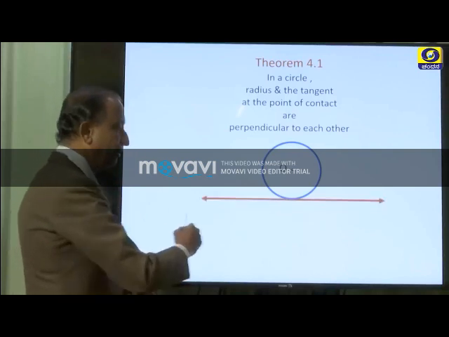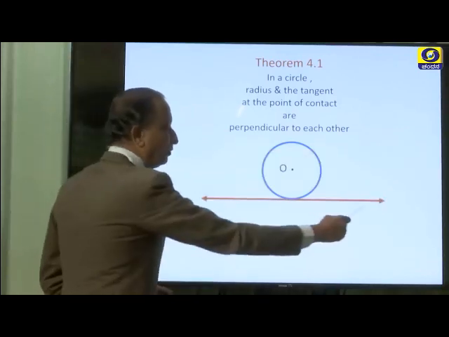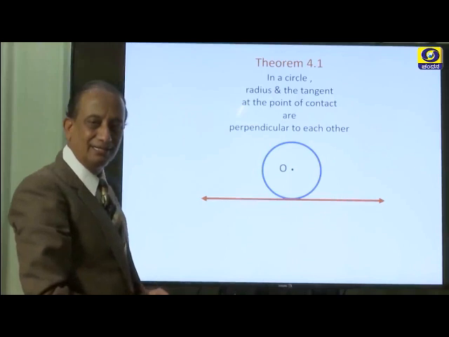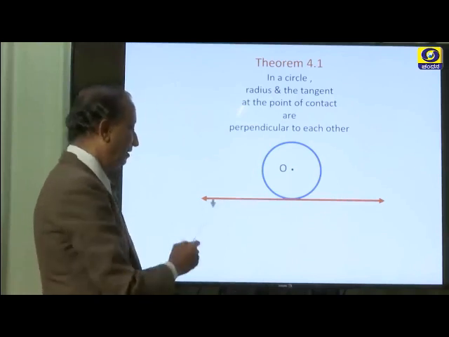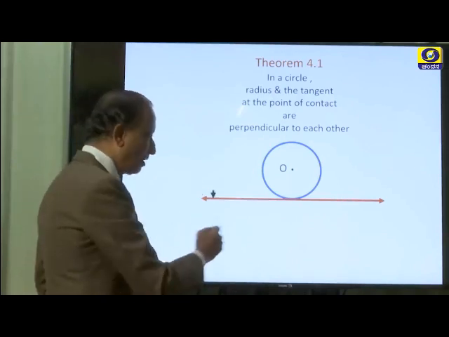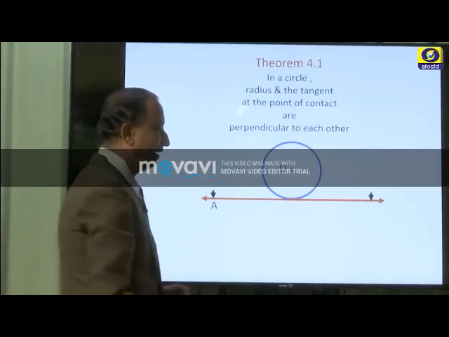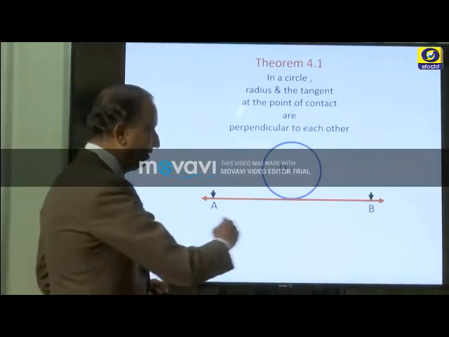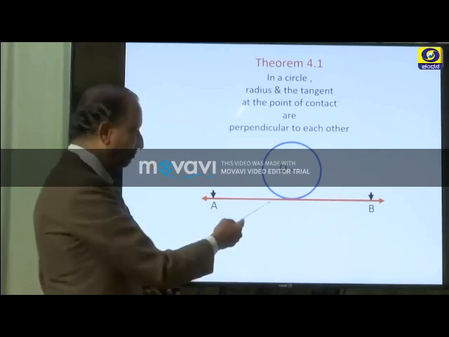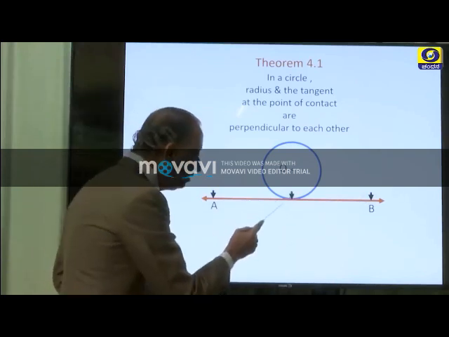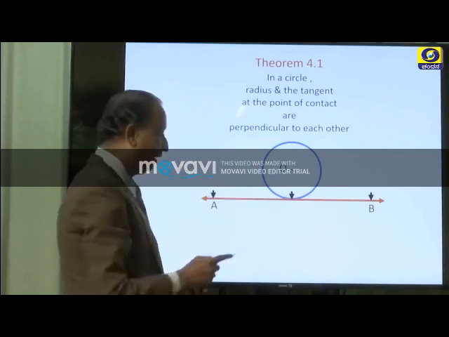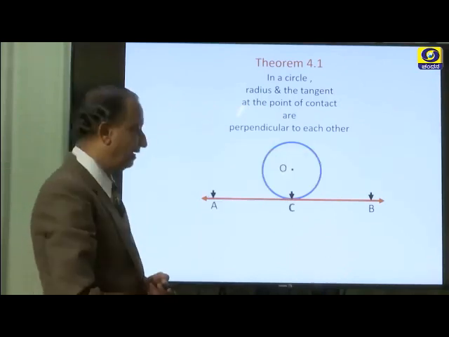Now, here is a straight line. The 2 arrow marks on either side indicate that it is a straight line. Let us mark any 2 points on it and call one A and another B. Now, this straight line, you can see from the figure, is touching the circle only at this point. Let us call it C.